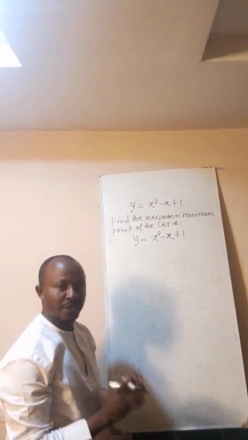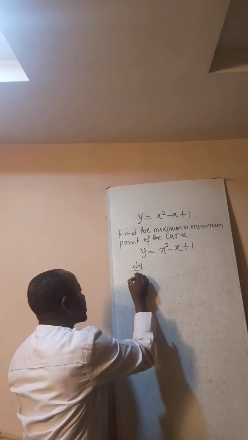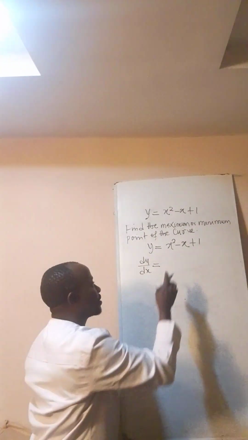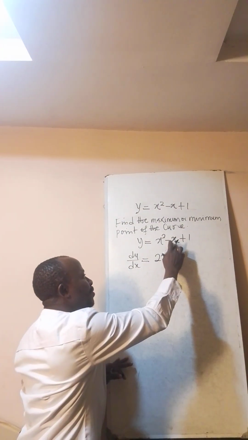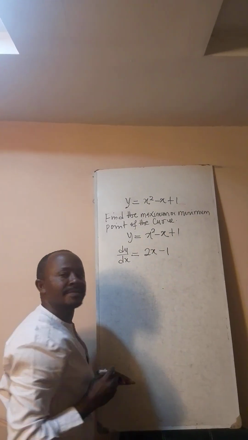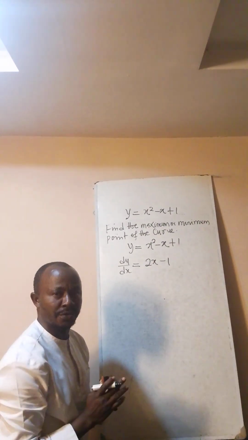The first differentiation of this curve, dy over dx, is equal to dy over dx of x squared, which is 2x; dy over dx of minus x is minus 1; dy over dx of 1 is 0. So this is the first differentiation.